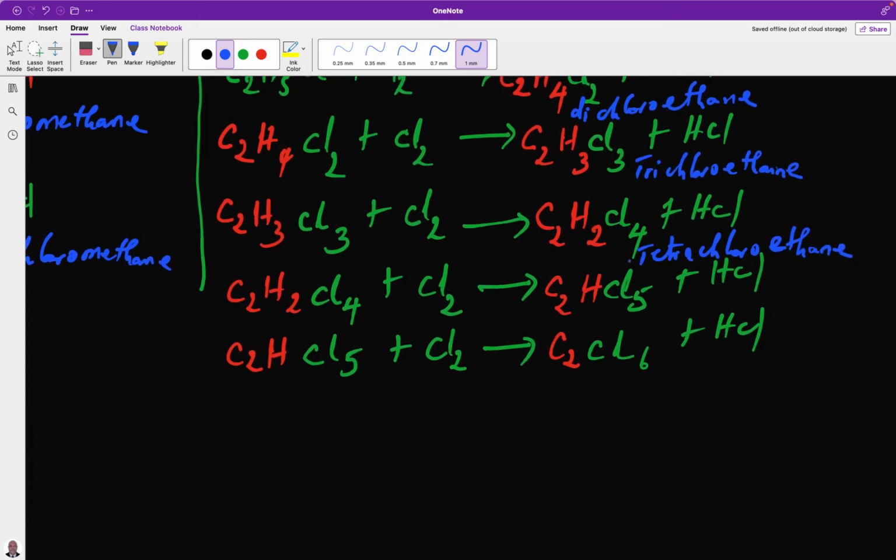Tetrachloroethane reacts again, and we have C2HCl5 plus hydrogen chloride. Again, the name of the molecule is pentachloroethane. Okay, now this pentachloroethane comes here and reacts again for the final substitution of the hydrogen atom, resulting in C2Cl6 plus hydrogen chloride, and we say it is hexachloroethane.